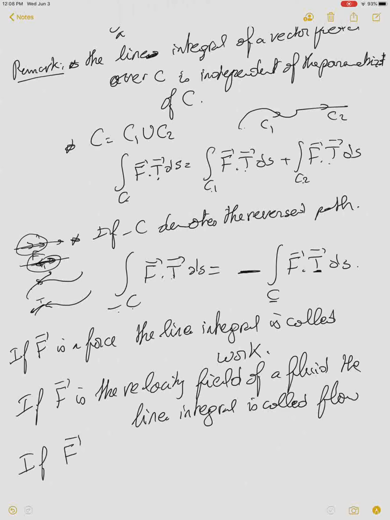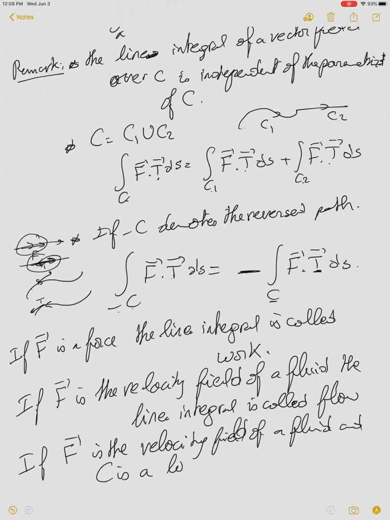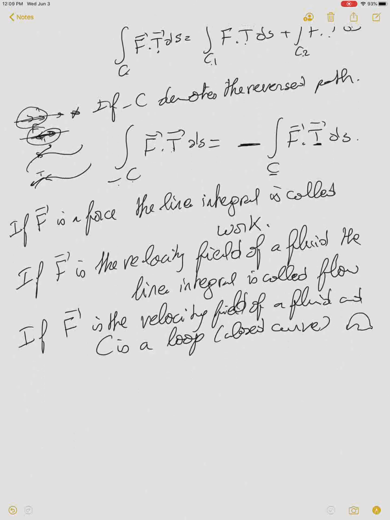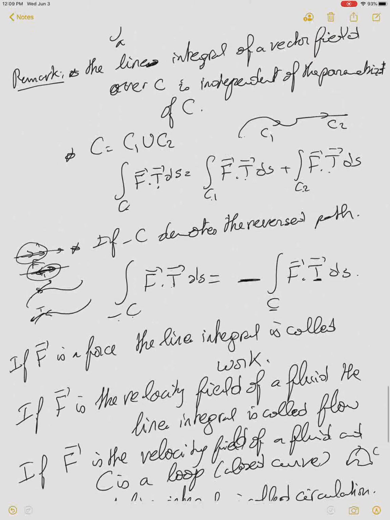If F is the velocity field of a fluid, and C is a loop, which means a closed curve, so the starting point and the ending point are the same, like for example this is my curve C, the line integral is called circulation. So mathematically, whether you are asked to calculate circulation, flow, or work, the three things mean the same, and they mean this.